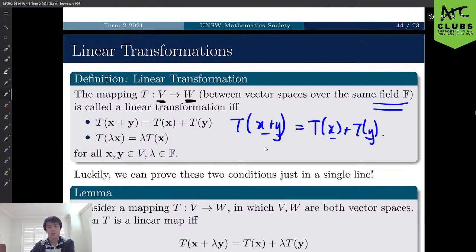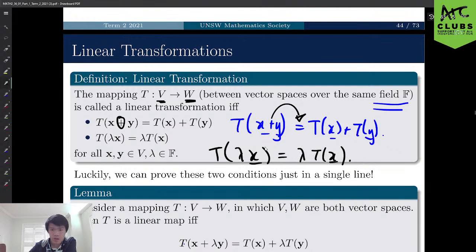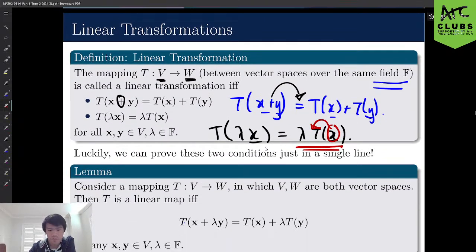So that's basically functionally equivalent to saying we can just take this plus sign out. Right, this plus sign can just be taken out of the T. Same thing with scalar multiplication. We have T of lambda times x. We can really just take the lambda out as well. So we might have looked at this in first year. These two main properties, scalar multiplication and addition, we can take them out. And that's what we'll do with linear transformations.